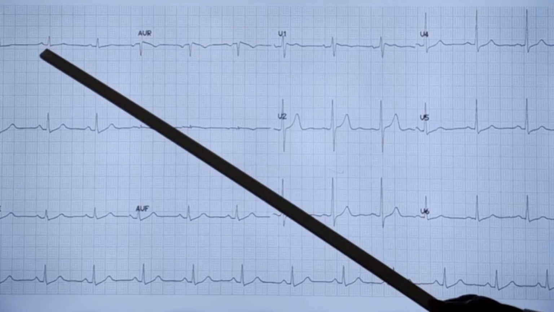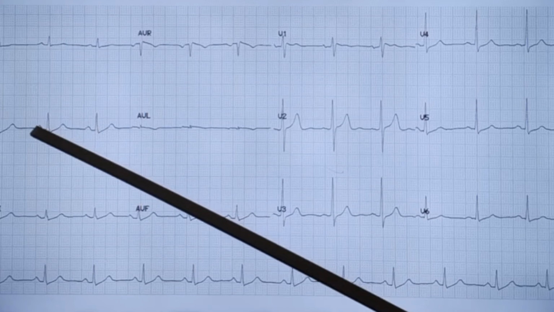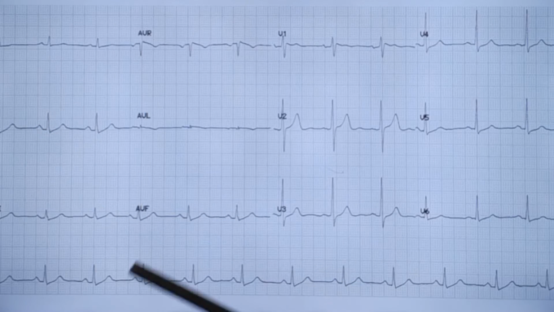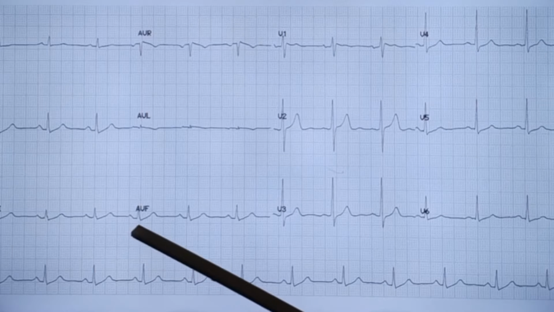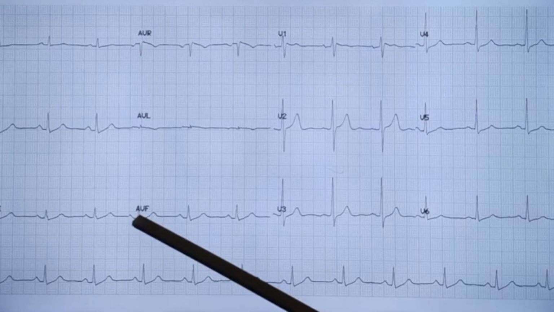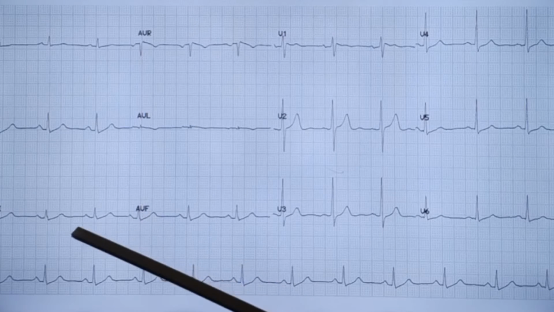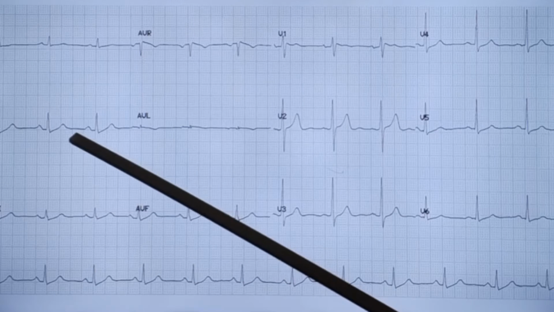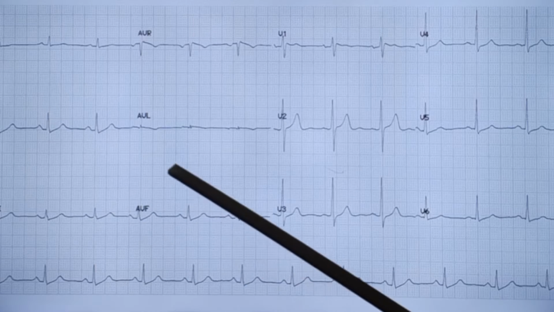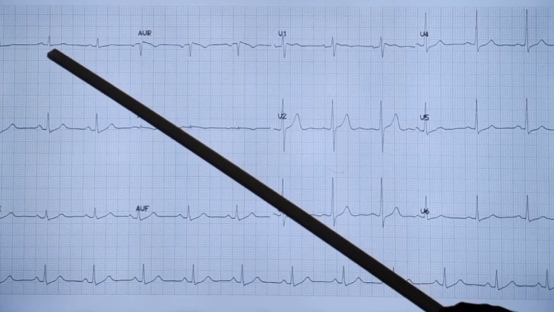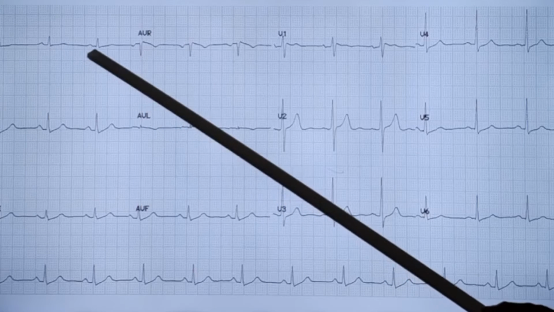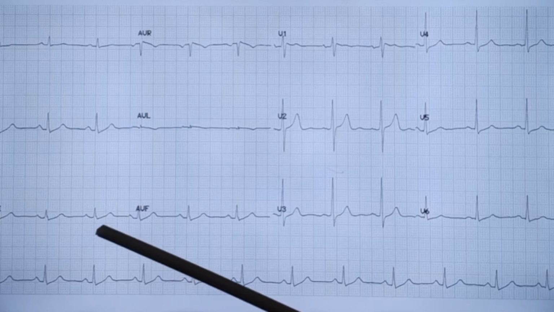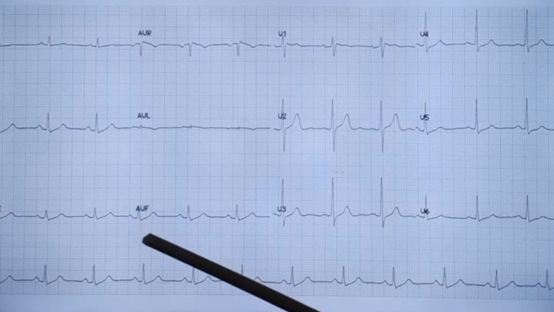P waves are positive in lead 1, lead 2 and AVF. That is a normal sinus P wave. When the activation spreads from the sinus node downwards, P waves will be upright in the inferior leads 2, 3 and AVF. And since it is from the right atrium downwards and to the left atrium, it will be upright in lead 1 also. So that is how you recognize a normal P wave.